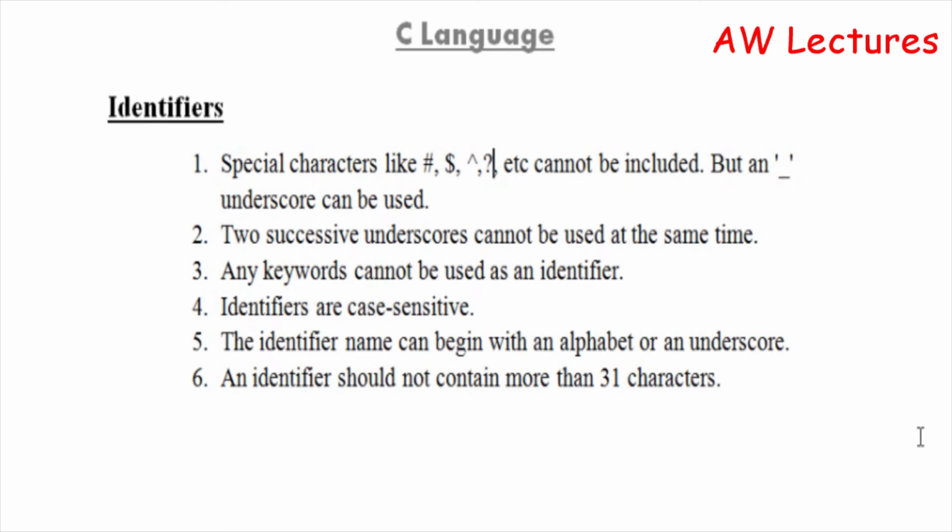Identifiers are case sensitive, and the identifier name should begin with an alphabet or an underscore, which means you can't use digits at the start. An identifier should not contain more than 31 characters. That is, its length is limited to 31 characters.